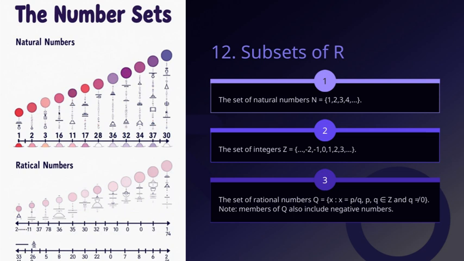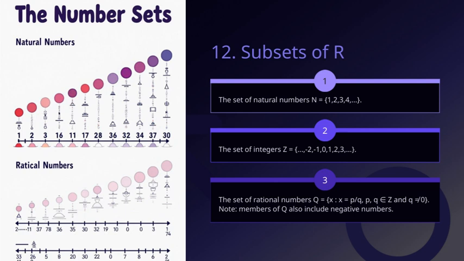First, the set of rational numbers, which we denote as Q, includes all numbers that can be expressed as a fraction p over q, where both p and q are integers, and q is not 0. An important point here is that the members of Q also include negative numbers, so it covers all fractions and their negatives.